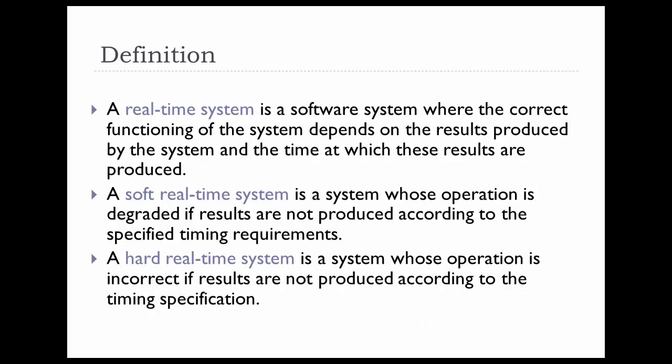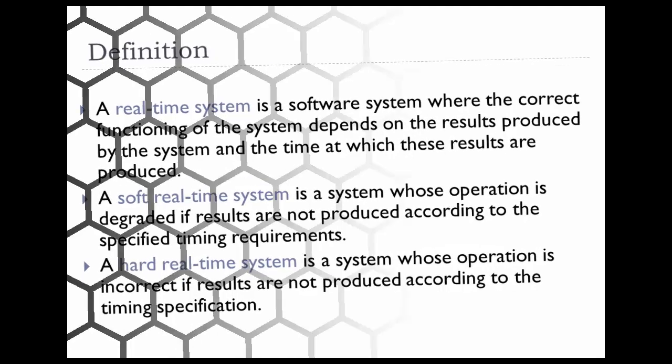Definitions. A real-time system is a software system where the correct functioning of the system depends on the results produced by the system and the time at which these results are produced. A soft real-time system is a system whose operation is degraded if results are not produced according to the specified timing requirements. A hard real-time system is a system whose operation is incorrect if results are not produced according to the timing specification.